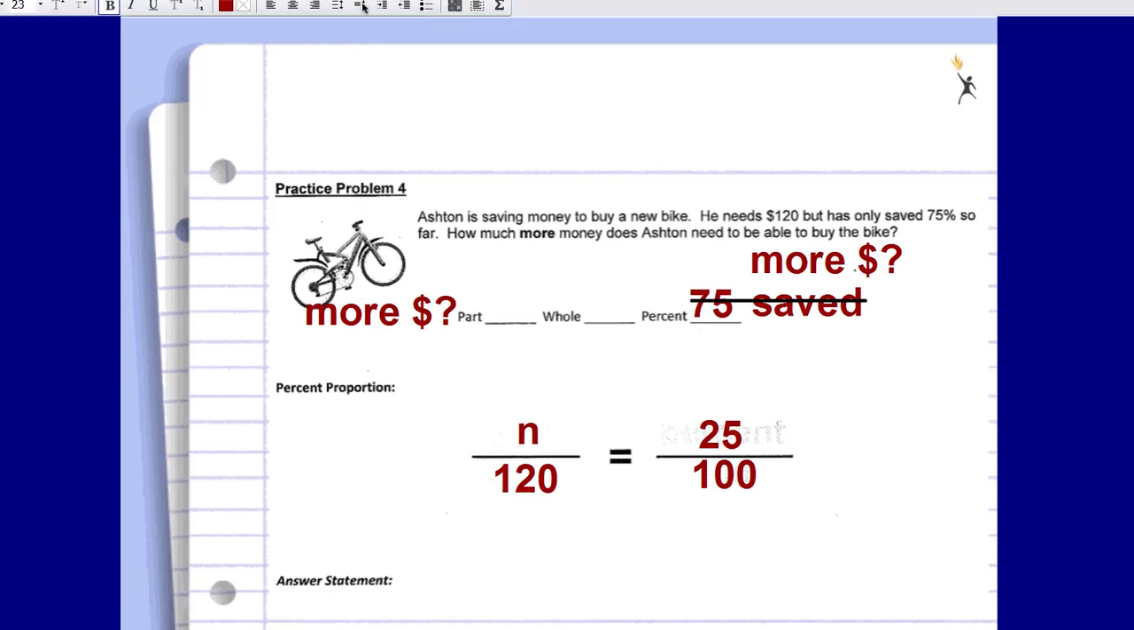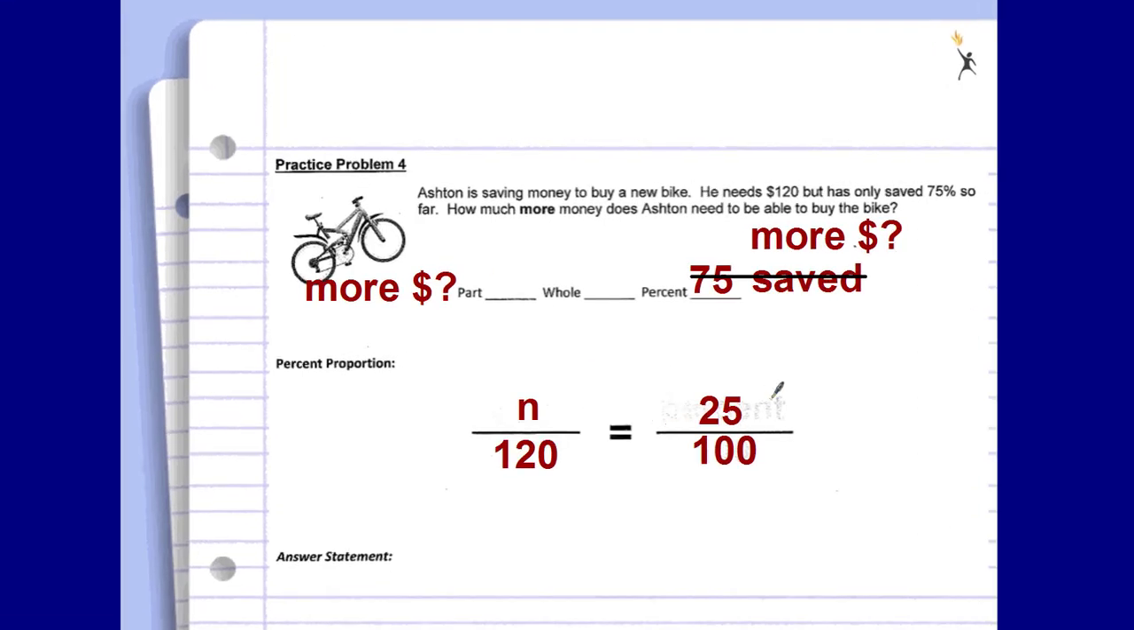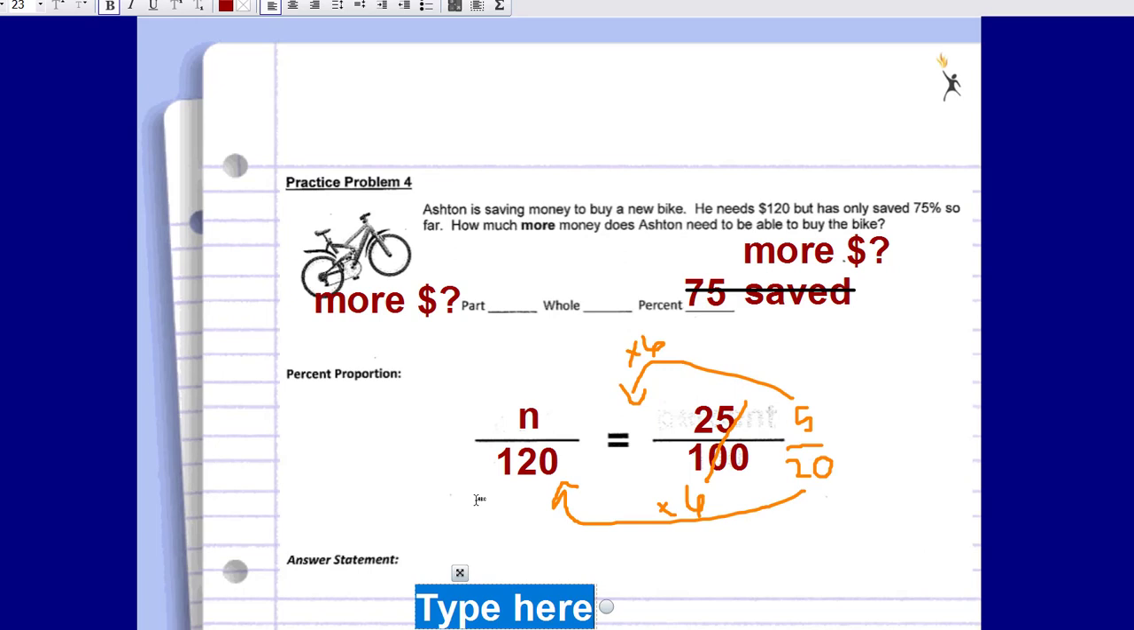I'm going to simplify this by 5. 25 divided by 5 equals 5, and 100 divided by 5 equals 20. Now can I go from 20 to 120? Yes, we can multiply by a scale factor of 6. Use the same scale factor with the 5, and 6 times 5 is 30. So our answer statement, he needs $30.